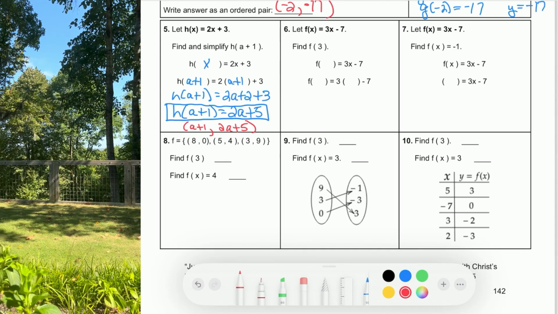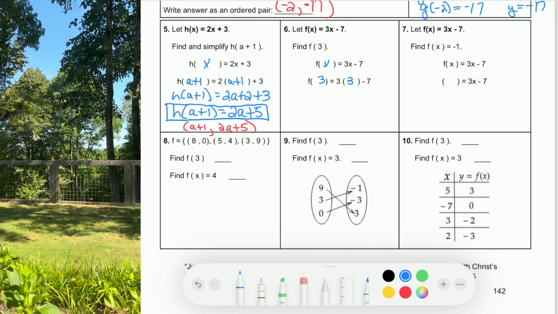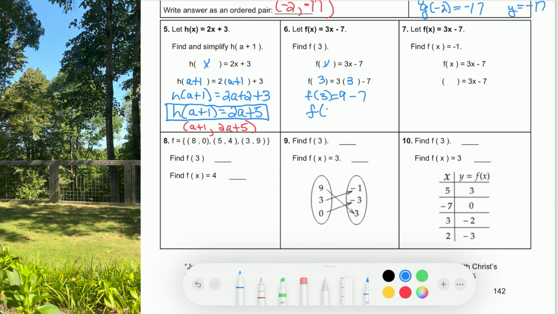Number 6, let f of x equal 3x minus 7. Find f of 3. So if our x value is 3, I'm going to replace all my x's with that 3. So I have f of 3 equals 9 minus 7, which means f of 3 equals 2. So my coordinate would be (3, 2).